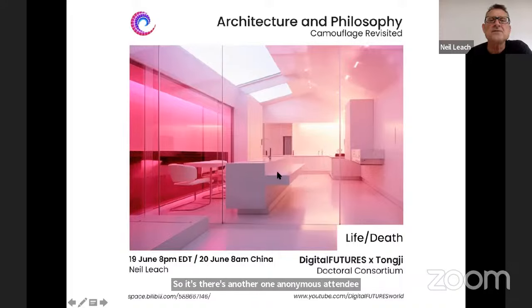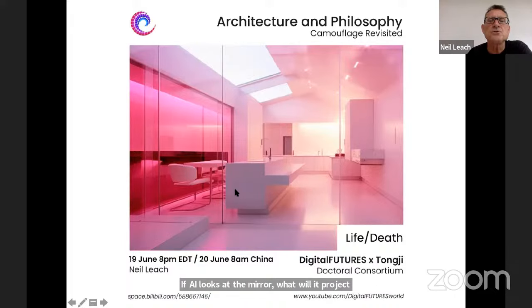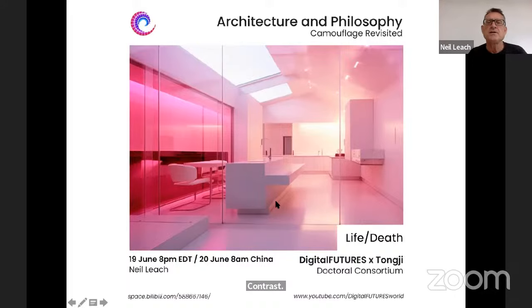It's like the story of Narcissus. Mirror, we will project ourselves on AI, is also like the interaction between architecture and people, which is a kind of vitality. If AI looks at the mirror, what will it project, and what does it want to produce? The interaction between life and death, in contrast, is it also animated? Just like Zhuangzhu Mengdi. I don't know Zhuangzhu Mengdi, but I'm intrigued to find out who that person is.